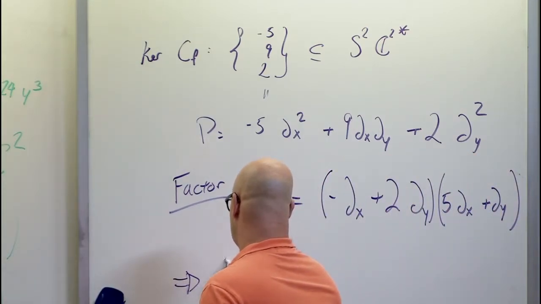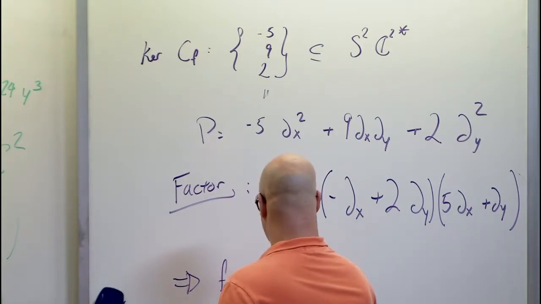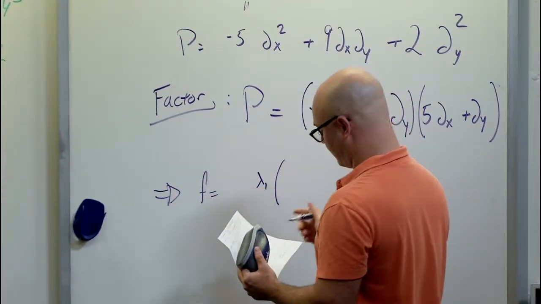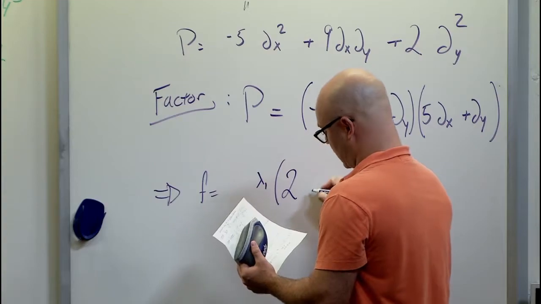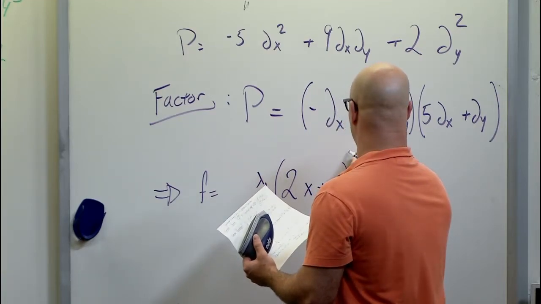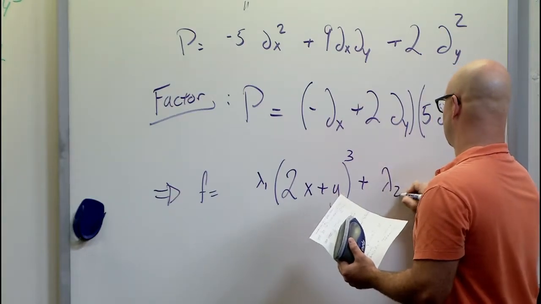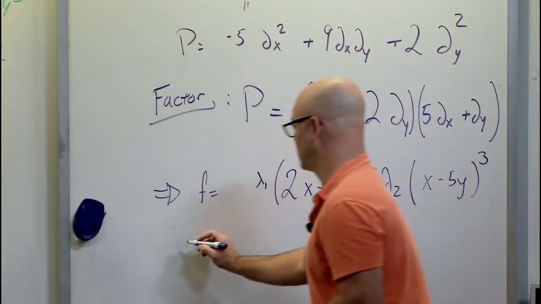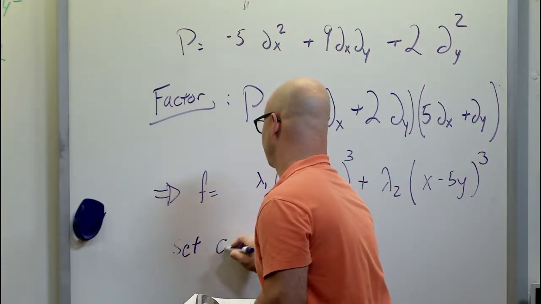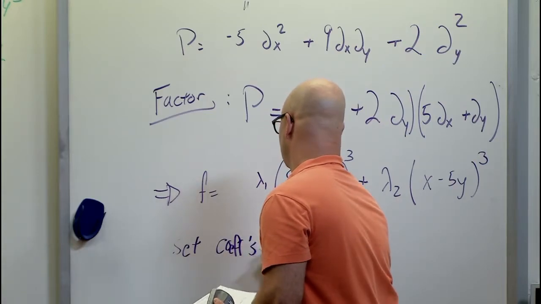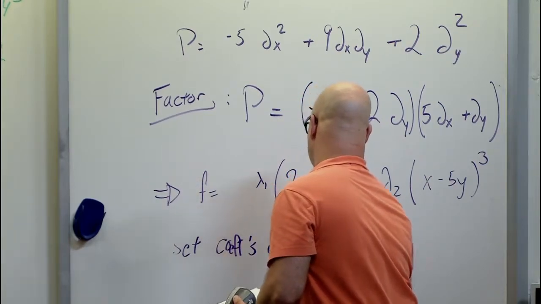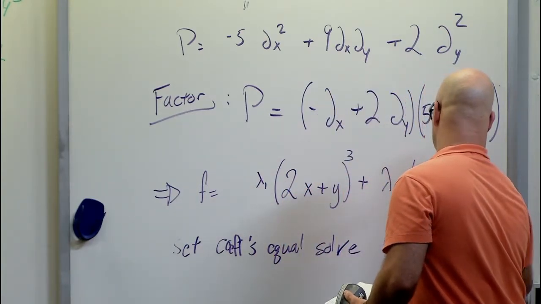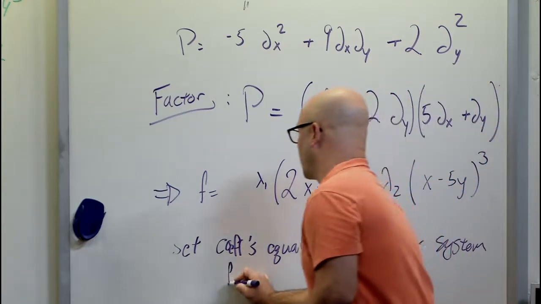This means that f, my polynomial, is equal to some constant, I guess I was calling it lambda 1, times the polar of the first form, which is, swap the coordinates, 2x plus y cubed, plus lambda 2 times x minus 5y cubed, and then set coefficients equal and solve a linear system for the lambdas.